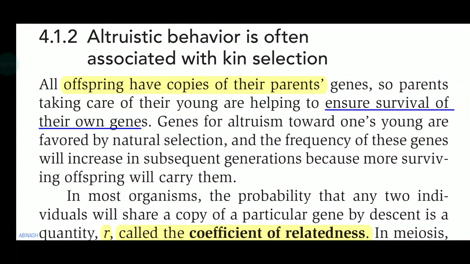This is just the simplest way I can explain it: the offspring have copies of their parents' genes. That means the parents have genes which they transport to their children to be carried through generations. They are preserving their own genes to be transmitted to the succeeding, incoming generation.